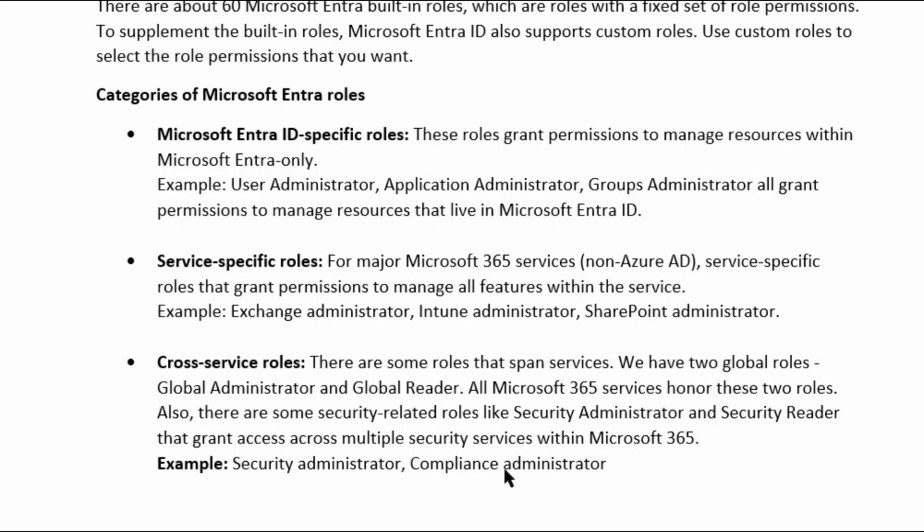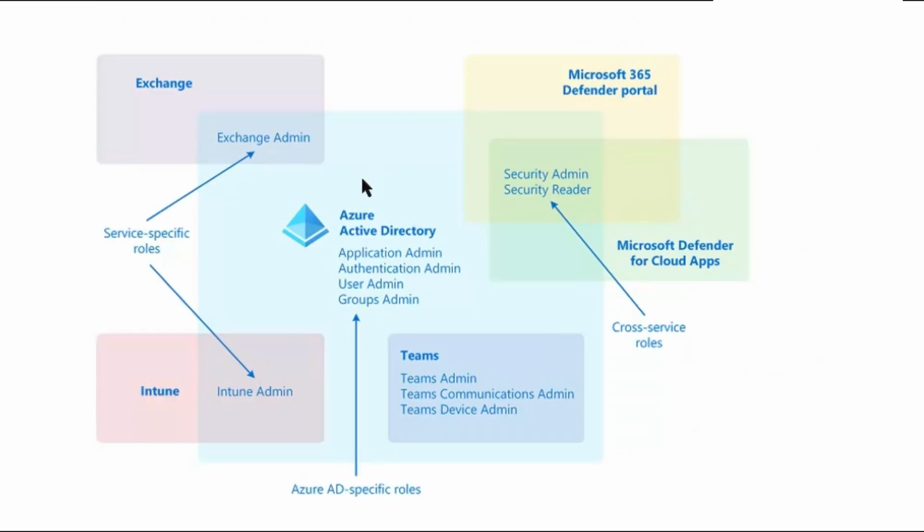These are cross-service roles. In this diagram, we can see we have multiple services like Exchange, Intune, Microsoft 365, Microsoft Defender for Cloud Apps and Teams, and Azure Active Directory or Microsoft Entra ID. We have Azure Active Directory specific roles. We have service specific roles, like Exchange Admin or Intune Admin, etc. We have cross-service roles like Security Admin and Security Reader, which are applicable on multiple services.